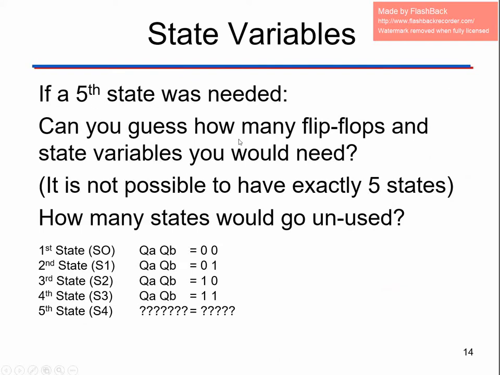If the 5th state was needed, how many flip-flops would we need? It is not possible to have exactly 5 states. How many states would go unused then? So if you said 3, and if you said how many? You can figure this out.